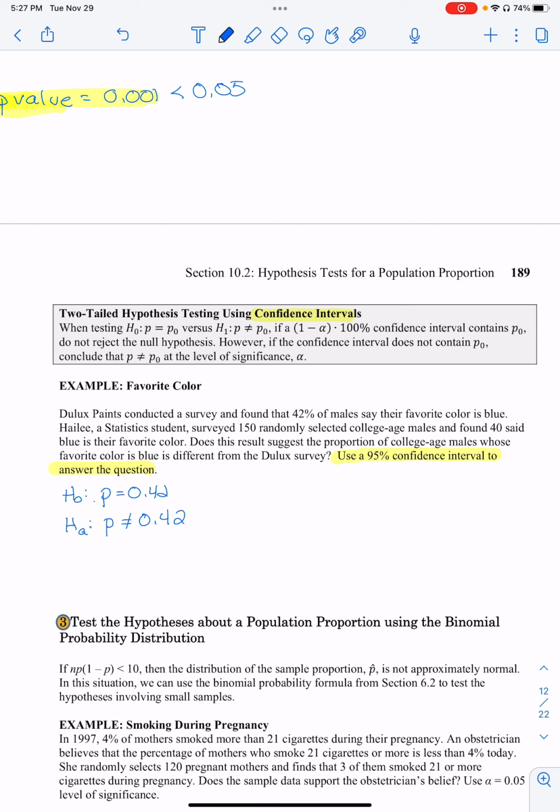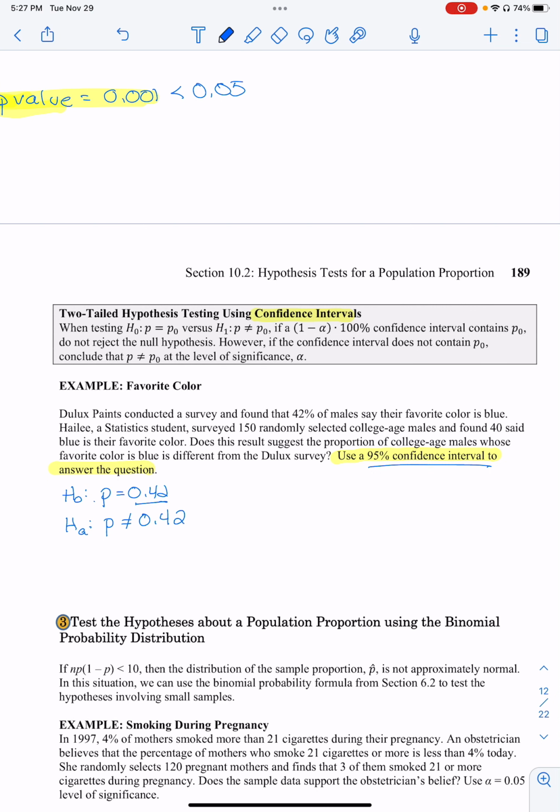So if we go over and we look at the confidence interval and we find the 95% confidence interval from StatCrunch, remember our lower bounds and our upper bounds, if 0.42 is in that confidence interval, then we fail to reject the null hypothesis. And if 0.42 is outside of the confidence interval, then we reject the null hypothesis.